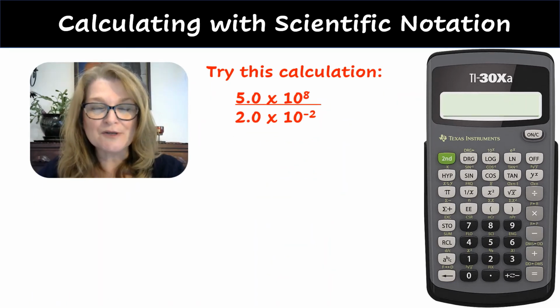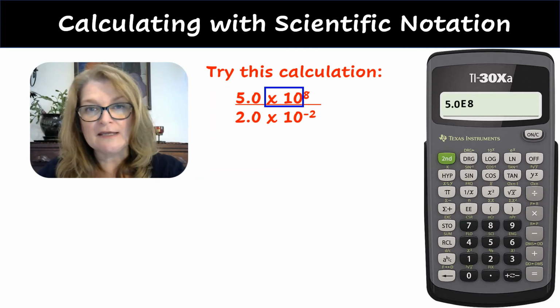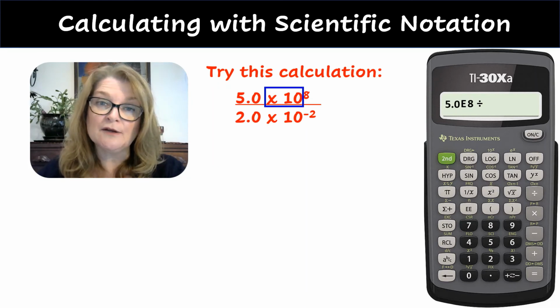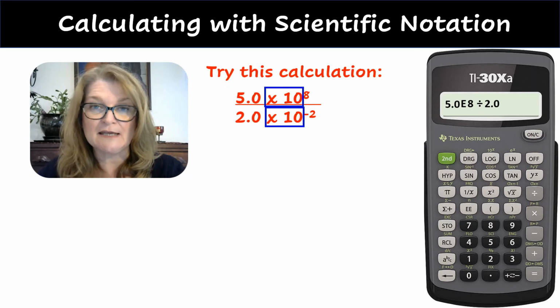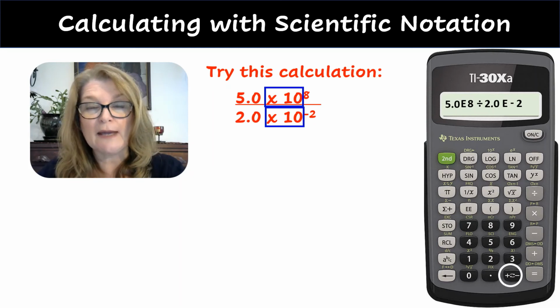Let's clear our calculators and try a division problem. We're going to start by entering 5.0. Then we see a times 10, which we enter into the calculator using one button, either the EE or EXP button. Then we add the exponent of 8. We're going to hit divide. Now we're going to enter the denominator, 2.0. We come to another times 10, which we're going to enter using the EE or EXP button. And then we're going to enter a negative 2 exponent.